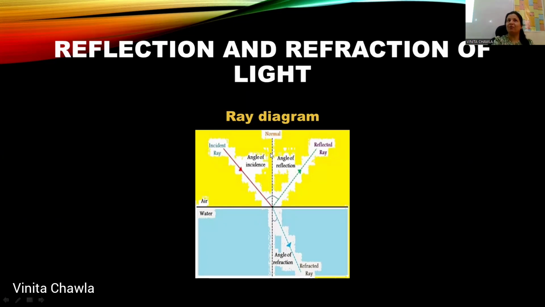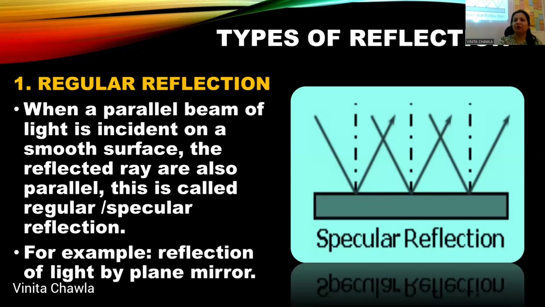Otherwise, we'll have reflection, but it would be diffused. Diffused reflection. But if the surface is smooth, then it is regular reflection. One is regular reflection, the other is diffused reflection. In case of regular reflection, you can see that we have a parallel beam of light striking the smooth surface, and all the reflected rays are also parallel to each other. When a parallel beam of light is incident on a smooth surface, the reflected rays are also parallel. This is called regular or specular reflection. For example, reflection of light by a plane mirror.